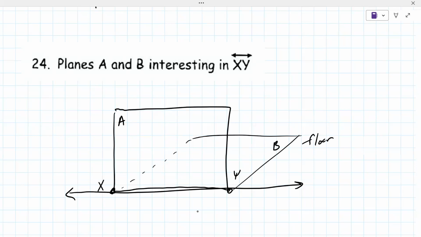All right. Why don't you try number 25 on your own? I'll snip it in here in a moment, and we'll see. There's a couple of possibilities for this one.